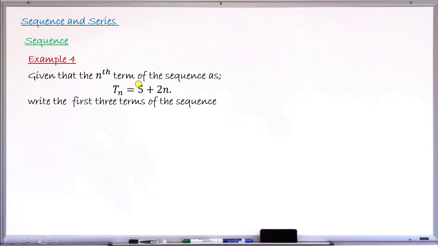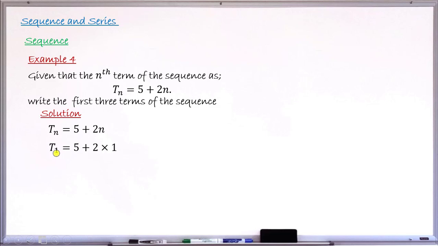What you have in the end is the term at that very position. So the question asks is to write first the 3 terms of the sequence. Solution to this very problem: copy the given formula, that is Tn, term at any position n, is equal to 5 plus 2n. So if I want to get the very first term, I'm now replacing n by 1 there. Let me do that.